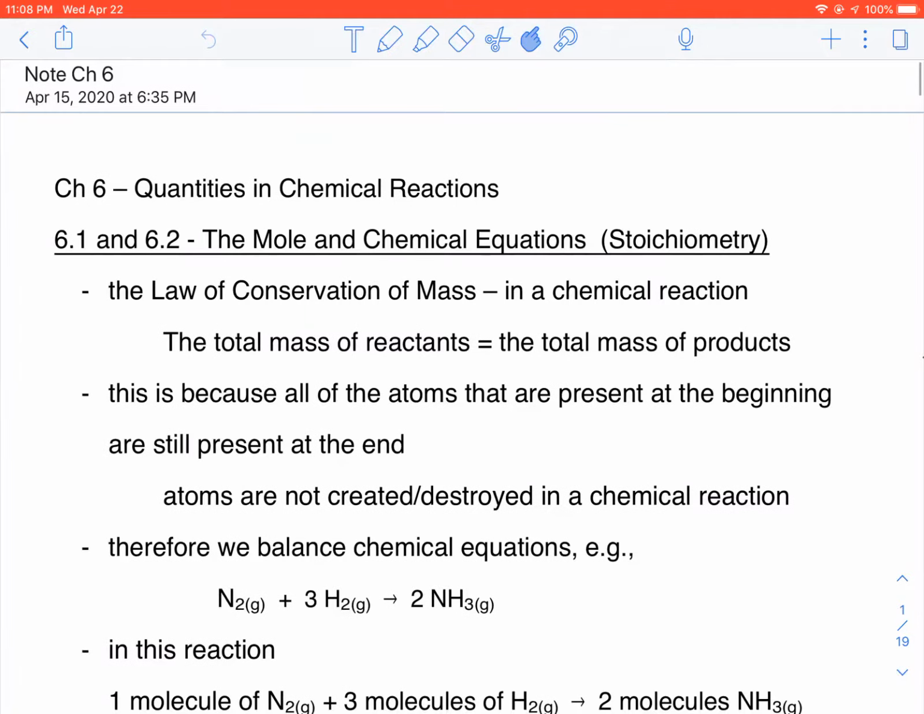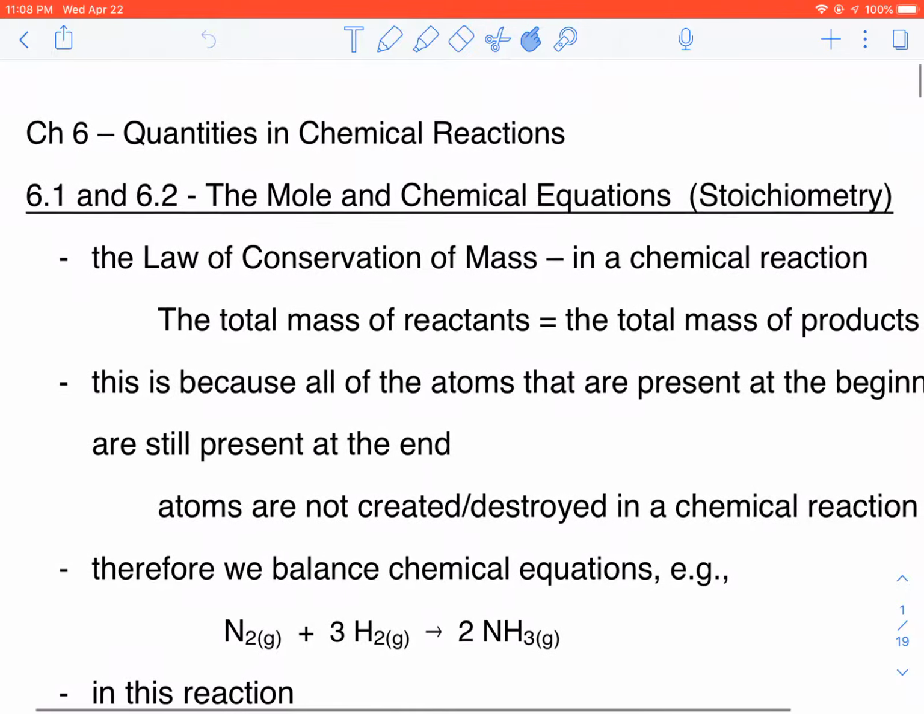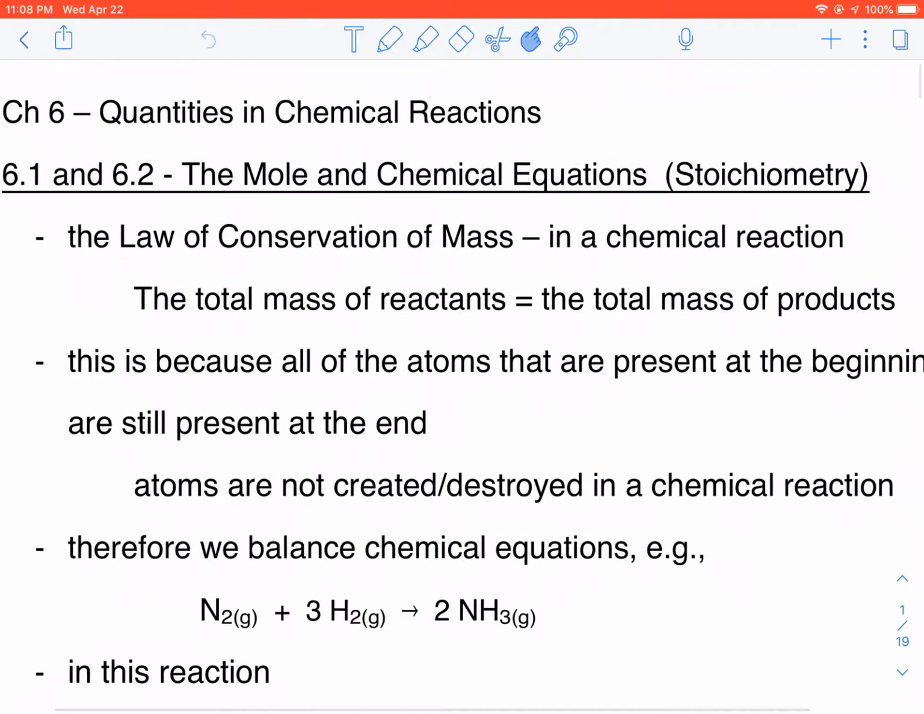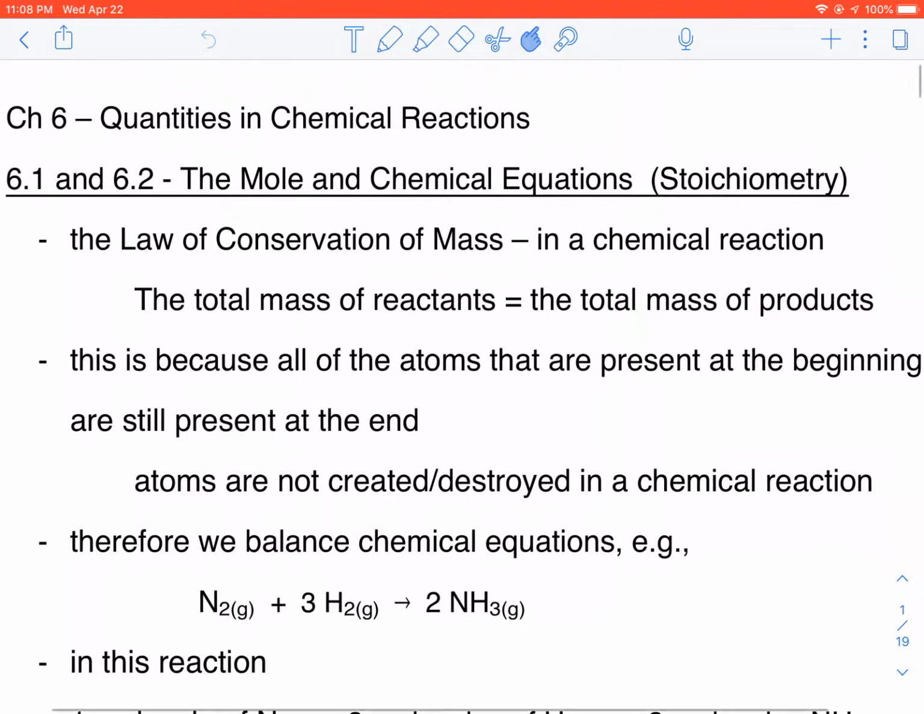Now, as we move into chapter 6 here, chapter 6 is going to be using all the things that we learned in chapter 5. So if you struggled through chapter 5, you're going to find yourself having to go back and maybe revisit some of the things that you struggled with in chapter 5. But I'm going to start into chapter 6 here.